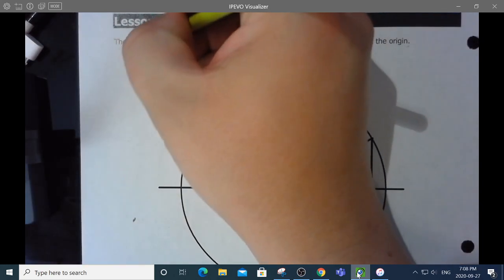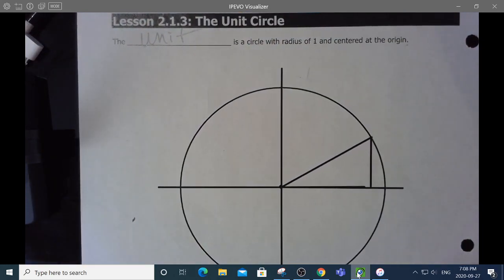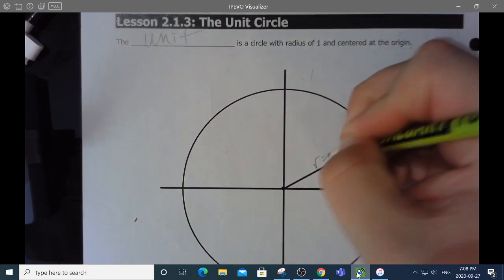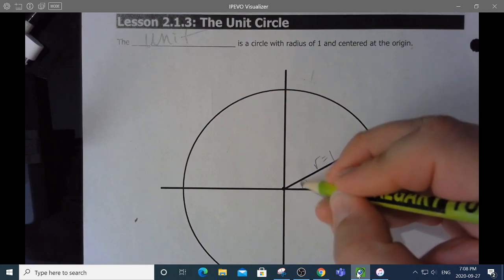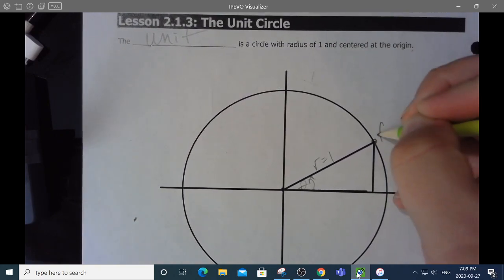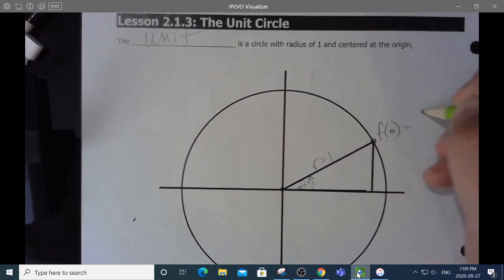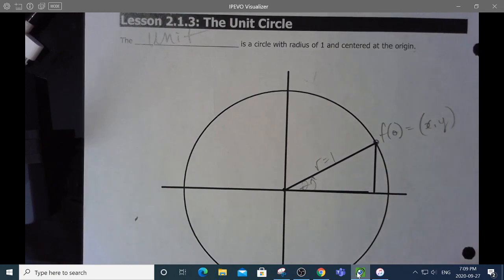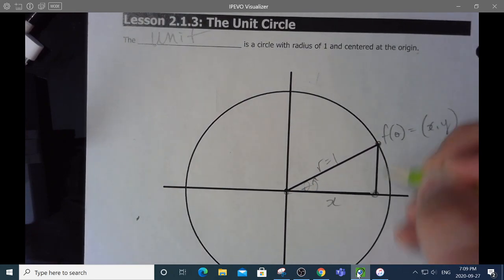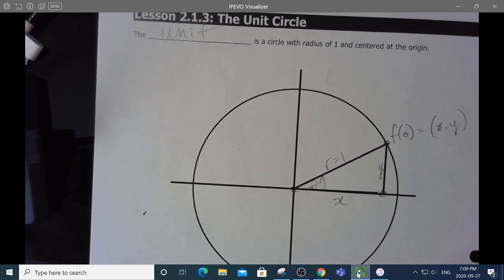The unit circle is a circle with a radius of 1 centered at the origin. So it's got a radius here of 1 and it's centered at the origin. We call that angle theta. And what we then say is that the function of theta has an x-coordinate and a y-coordinate. From here to here is the x-coordinate. From here to here is the y-coordinate.